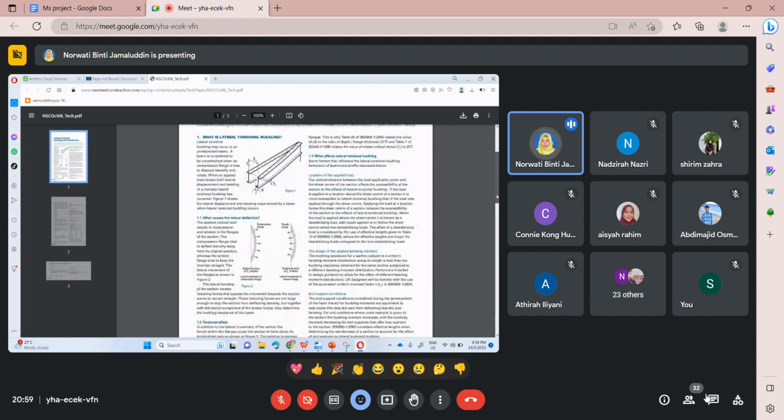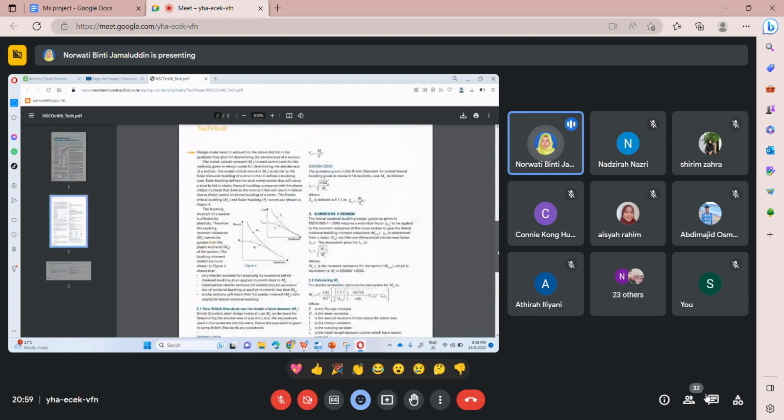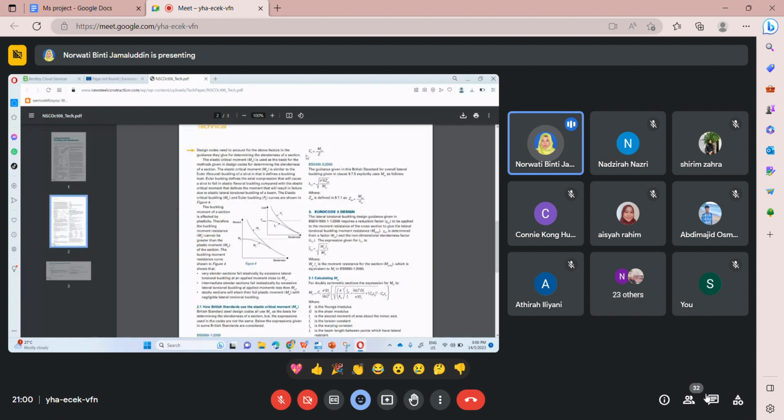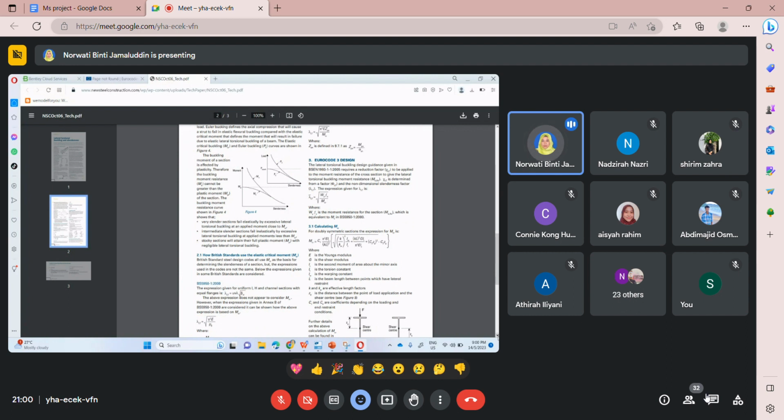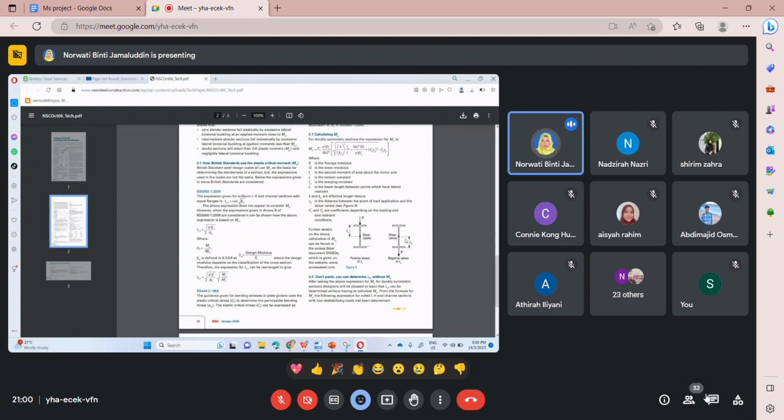What is lateral torsional buckling? What is the effect of the slenderness, and then about the C, this one is C, CS, and then this is how to calculate MCR, but this one is for doubly symmetric section, like our I section, H section, that is doubly symmetric. And then what is the shear center here? Shear center. Okay, and C1, C2.